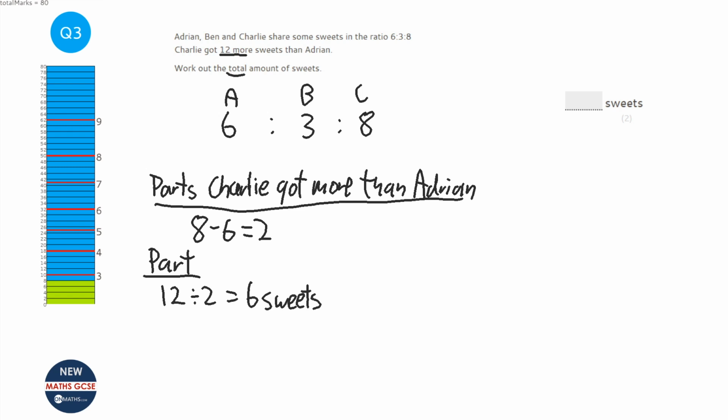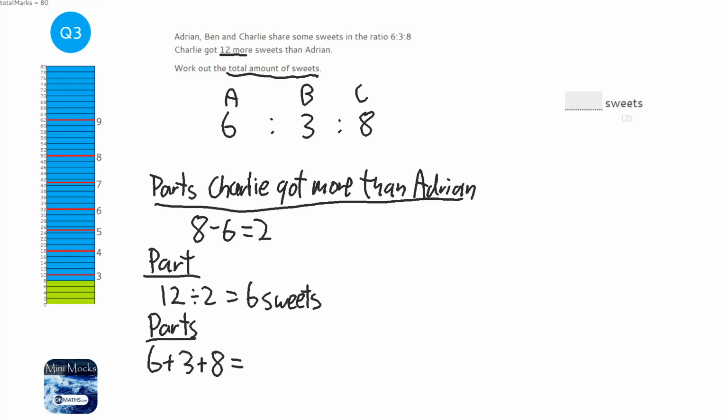And it says work out the total amount of sweets. So we need to work out how many parts there are in total. So we do 6 plus 3 plus 8. Now I know 6 plus 8 is 14, plus 3 is 17. So we've got 17 parts in total.